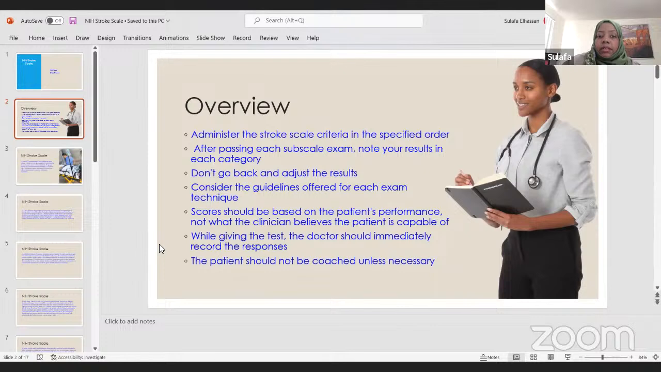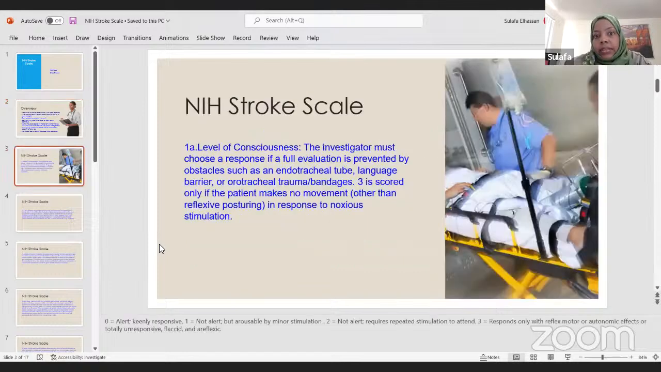While giving the test, the doctor should immediately record the response. So for example, during many encounters, you can come, evaluate the patient, take the history, do the exam, and go outside, then report what you have seen. But here, you should write it immediately and record your response immediately. The patient should not be coached unless necessary. So don't, for example, perform the test in front of the patient unless this is necessary.